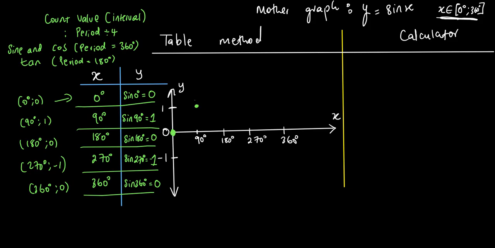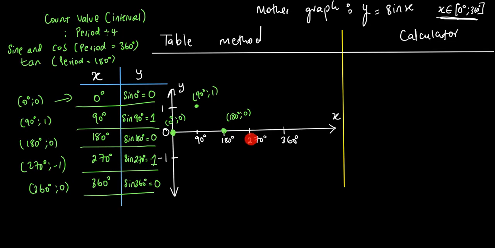Now let's go to the next one. The next one is 180 and 0. So I go and check where is 180 degrees. Here is 180 degrees. And then the 0 there means I must not move up or down. I must stay there. So the point is here. 180 degrees and 0. Then the next one is 270 and -1. I go to 270, but the -1 means I must move 1 unit where? Up or down? Down, right? -1 means 1 unit down. So the point is here. So this is 270 degrees and -1.